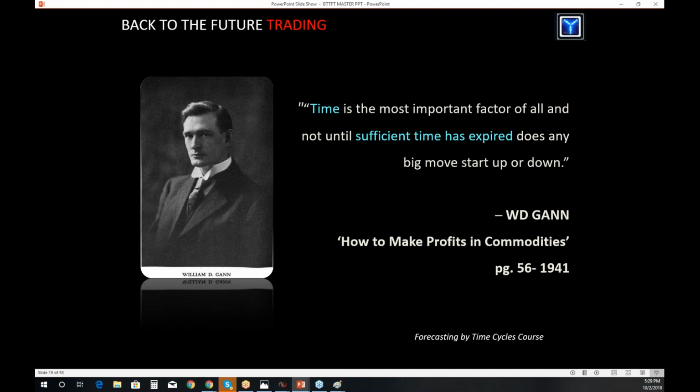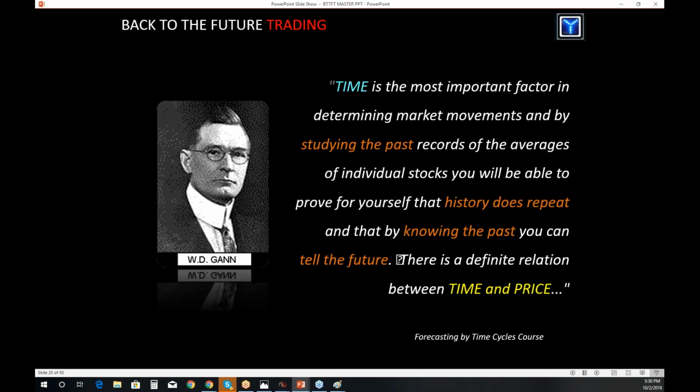Time is the most important factor of all, and not until sufficient time has expired does any big move start up or down. Time is the most important factor in determining market movements. By studying the past records, you will be able to prove for yourself that history does repeat, and that by knowing the past, you can tell the future.